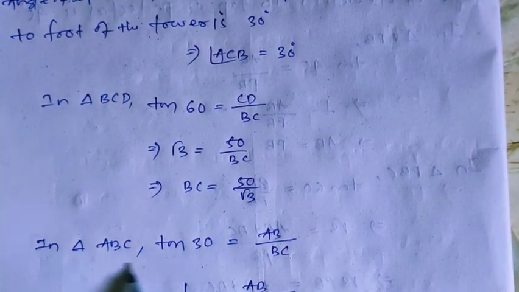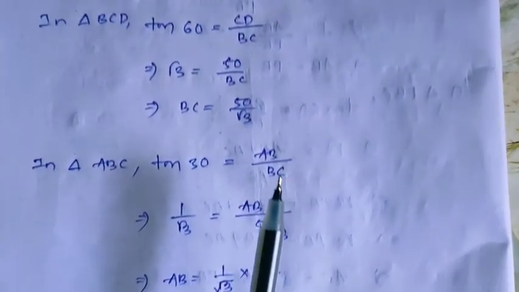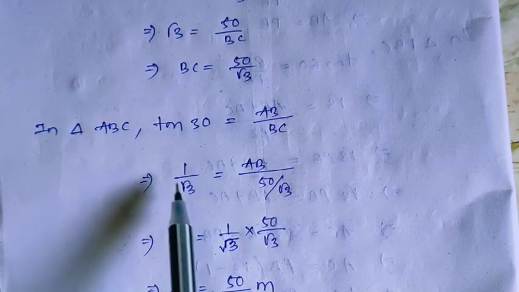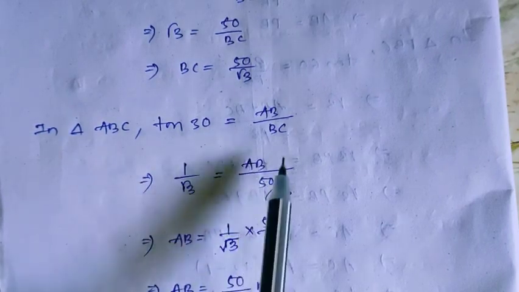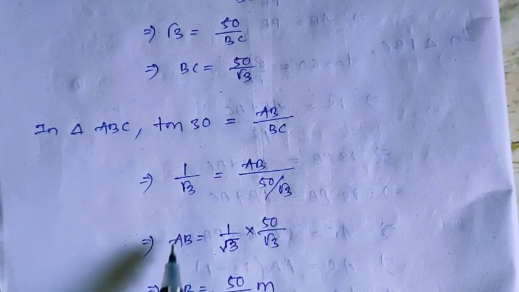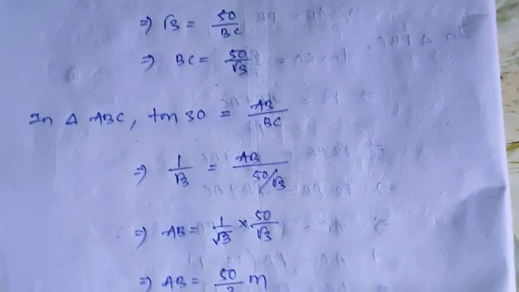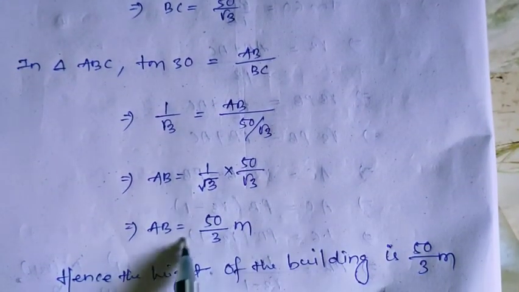Now again in triangle ABC, tan 30 is equal to AB by BC, right? So here I can write tan 30 is 1 by root 3, AB by BC, and BC we have already found, that is 50 by root 3. This implies AB is equal to 1 by root 3 into 50 by root 3. This implies AB is equal to 50 by 3 meter.